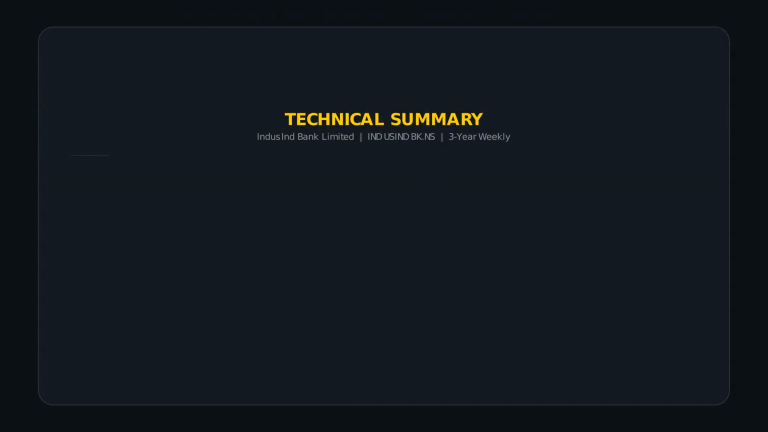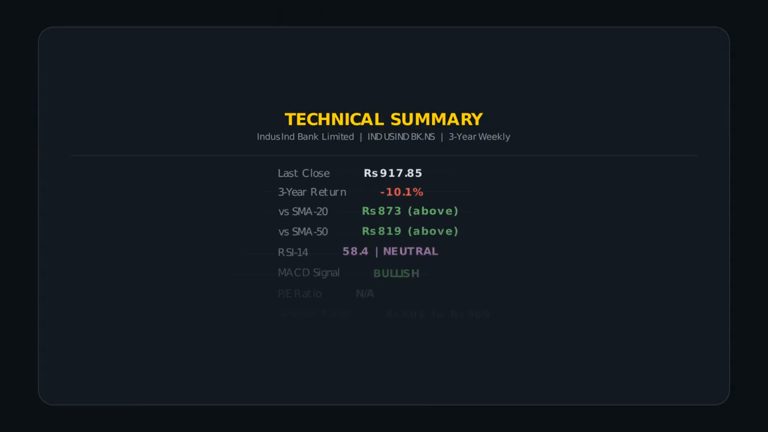Here is the complete technical summary for IndusInd Bank Limited. The stock has returned minus 10.1% over 3 years. RSI is 58.4, neutral. MACD is bullish. Price is above the 50-day moving average. The technical picture is constructive. Multiple bullish signals are aligning. Remember, this is math. Every number here has a formula behind it.